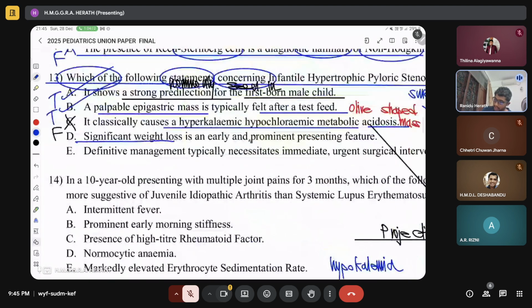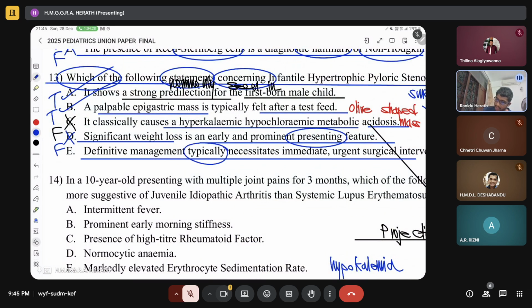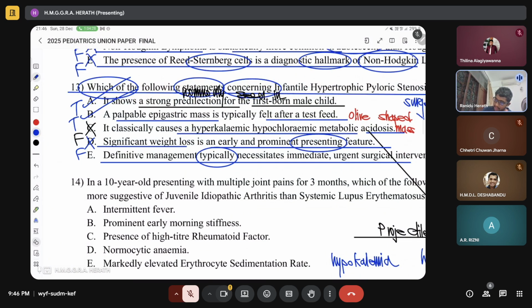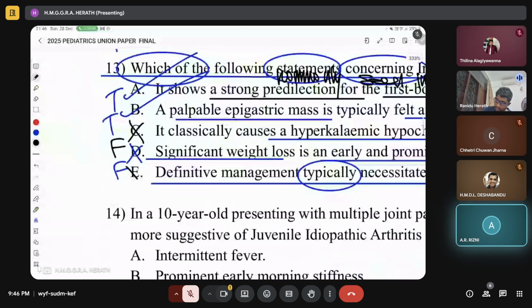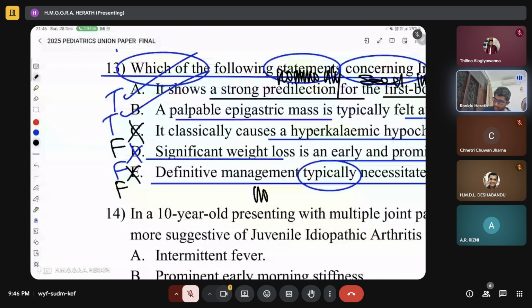Significant weight loss early is a prominent presenting feature. True or false? False. Usually these children will not have any weight loss. They will have vomiting only. Definitive management typically necessitates immediate urgent surgical intervention. True or false? False. This is not a surgical emergency. This is an elective surgery.